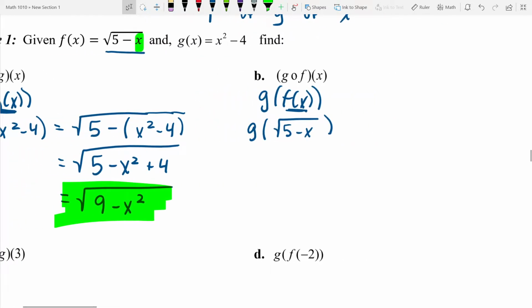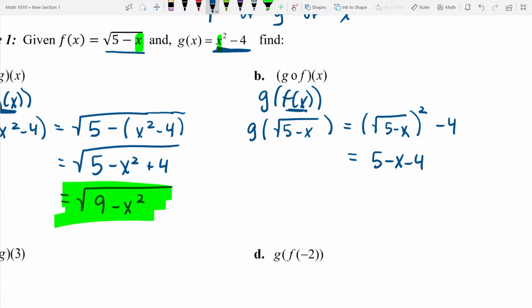Okay, so right here I'm finding g of the square root of 5 minus x. So now you're going to take the 5 minus x and put it in that g of x right here where I see an x. So go parenthesis, square root of 5 minus x, close your parenthesis, squared minus 4. So the square root and the squared undo each other. So you have 5 minus x minus 4. 5 minus 4 is 1. So your answer is 1 minus x, or negative x plus 1, and you're done. Okay? Who says gotcha? I'm totally good.